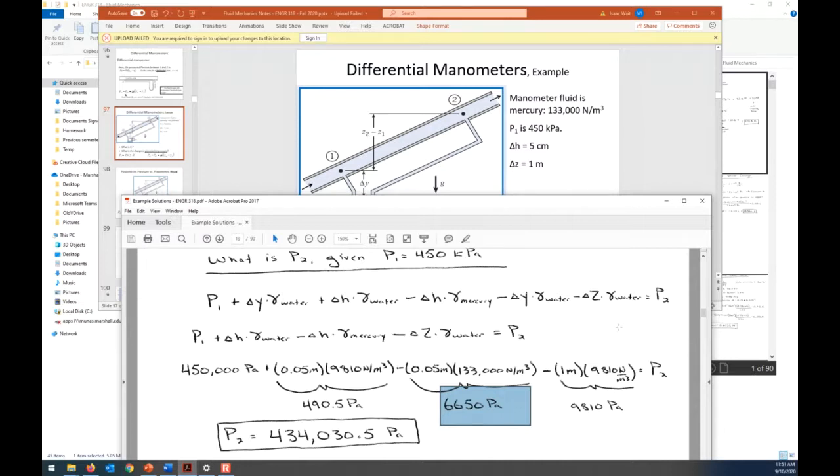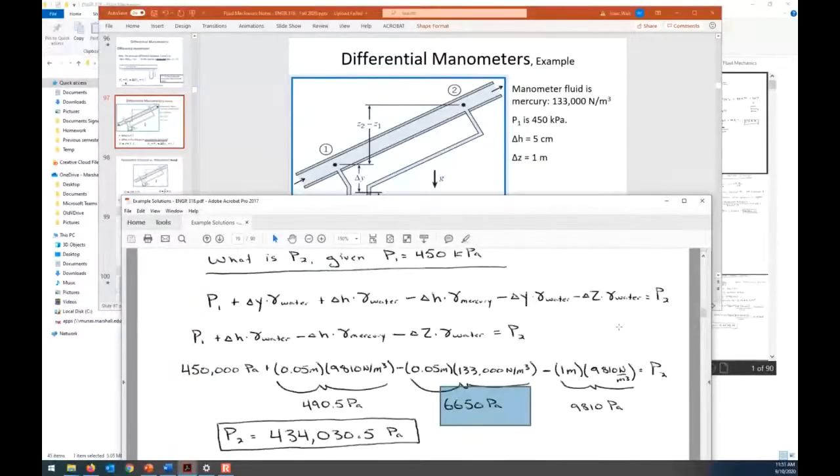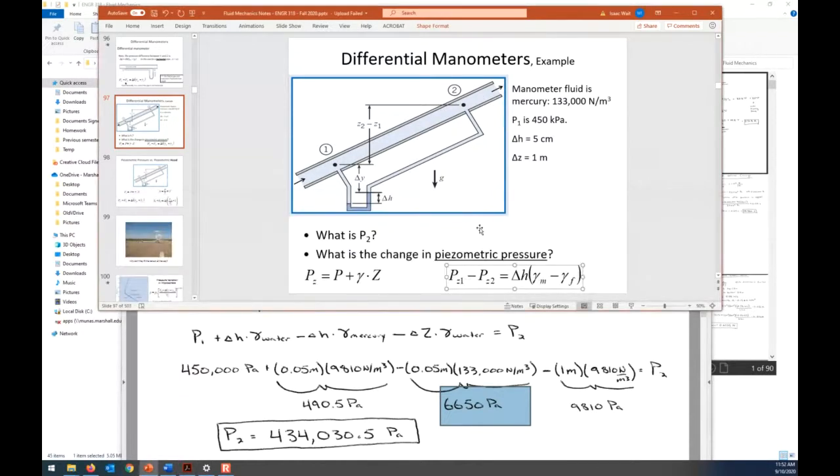And that pressure change, part of it is due to the elevation difference, and part of it is because of the frictional effect. Both of those are occurring simultaneously. What the piezometric pressure is going to allow us to do is identify how much of the pressure change is due only to the frictional effect. So substitute into this formula the delta H and the difference in the unit weights, and that'll tell you the change in piezometric pressure.